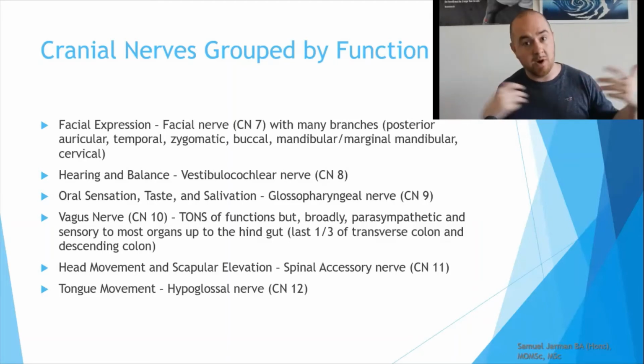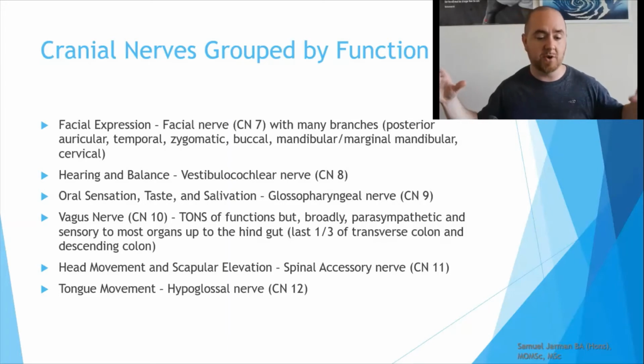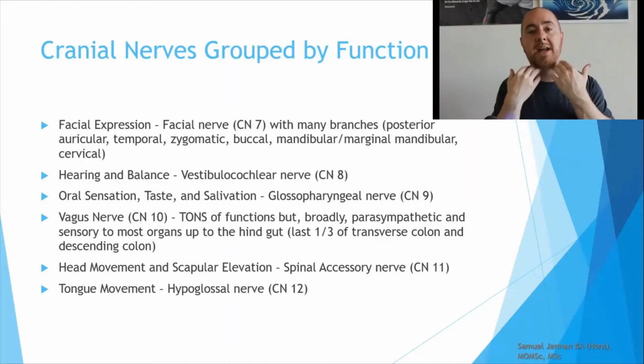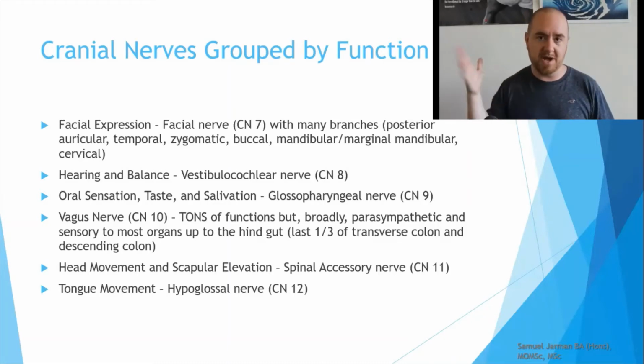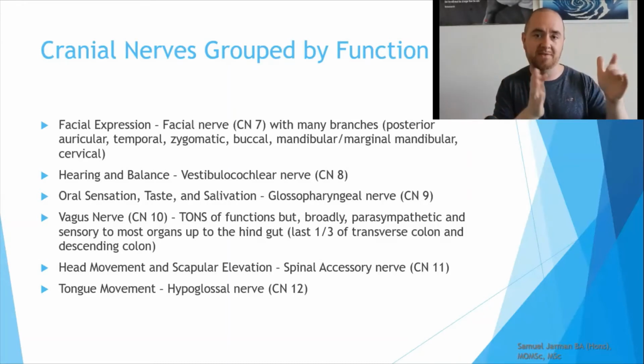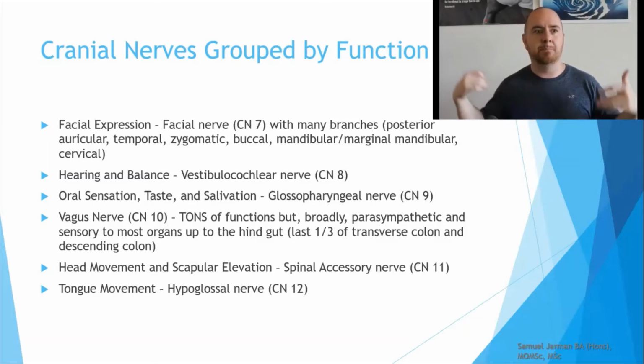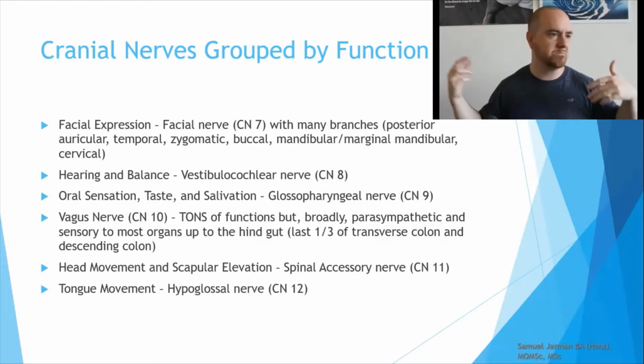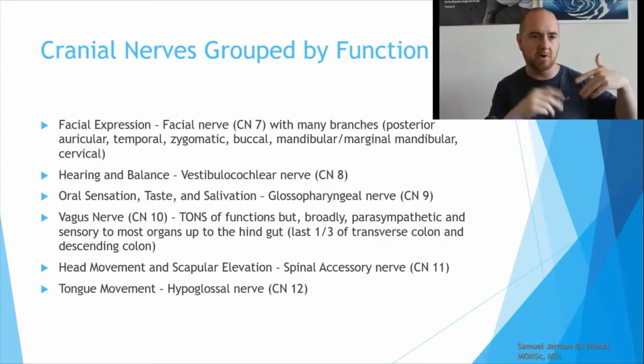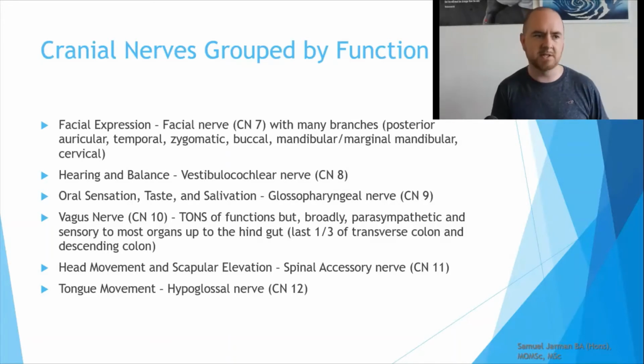is broadly parasympathetic and sensory to most organs, or really all organs outside of the head, up to the hindgut. So the hindgut is the last third of the transverse colon, the descending colon, and the sigmoid. So basically sensory and parasympathetic tone to all of those organs: heart, lung, liver, large intestine, small intestine, or most of the large intestine, pancreas, all of those things comes off of the vagus nerve. It is called the wandering nerve, or the vagrant.